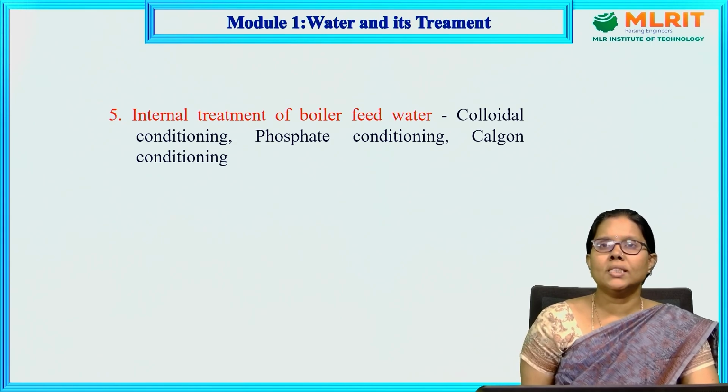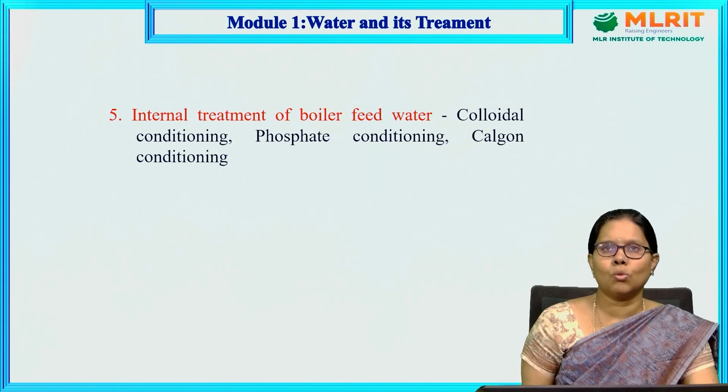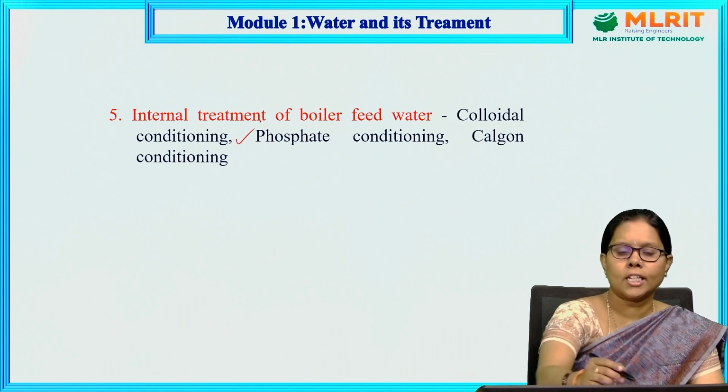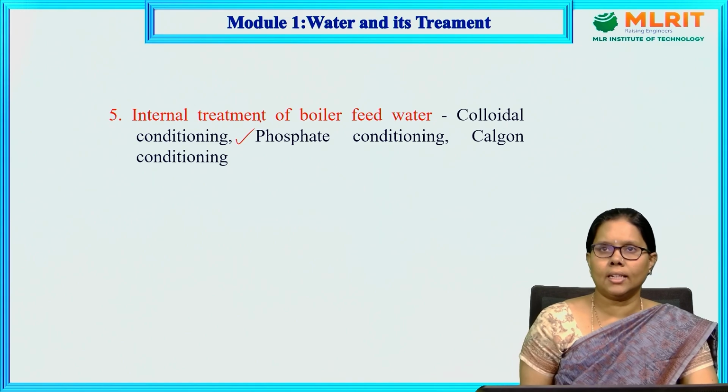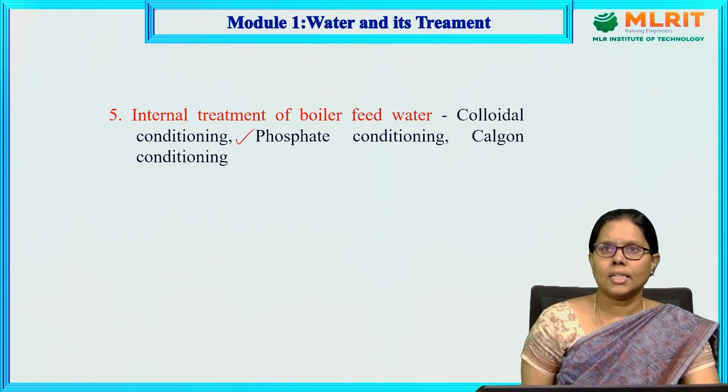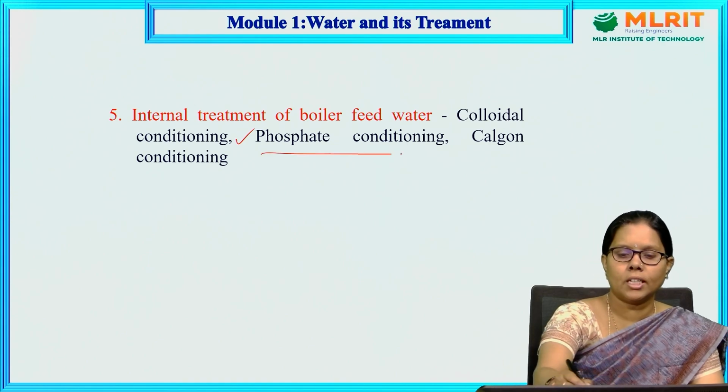One is colloidal conditioning. In colloidal conditioning, we purify the water and remove the scales and sludges which are present in the water. These are the troubles which we face in the water. We remove those scales and sludges with the help of colloidal conditioning by using lignin, agar-agar, tannin and kerosene. And the second method is phosphate conditioning.